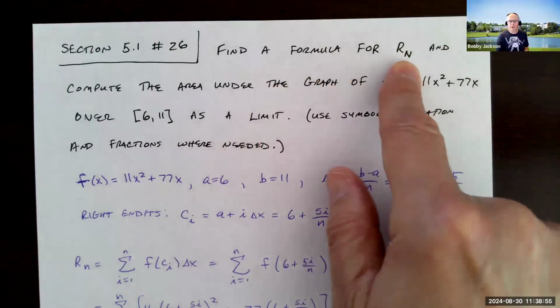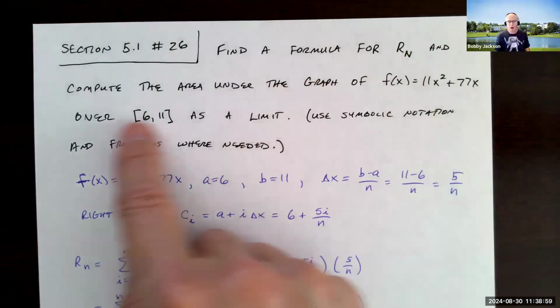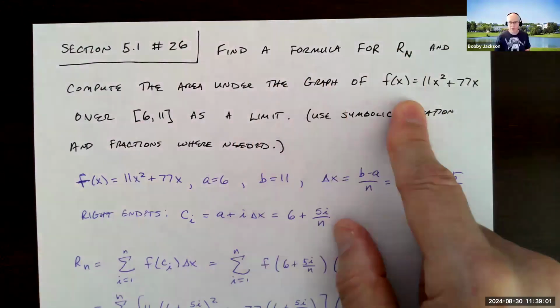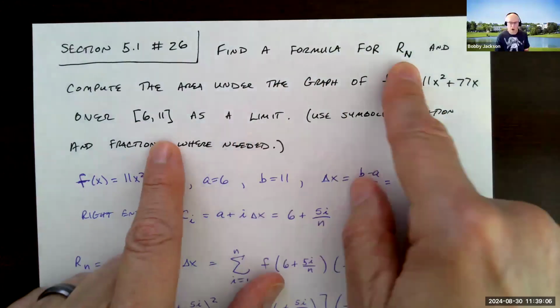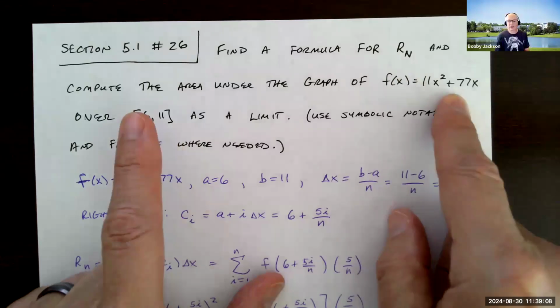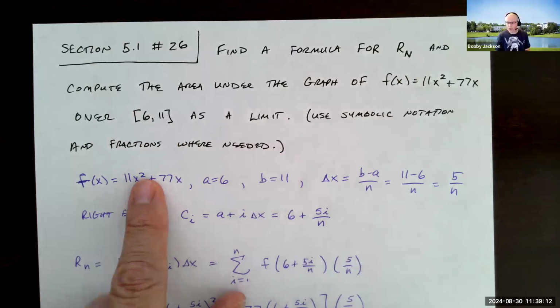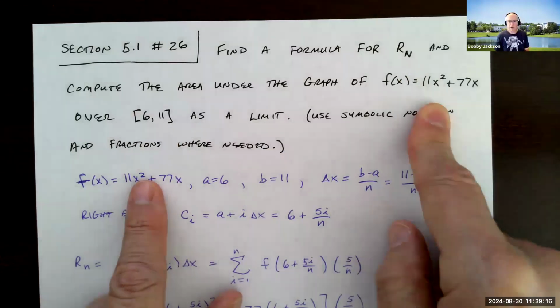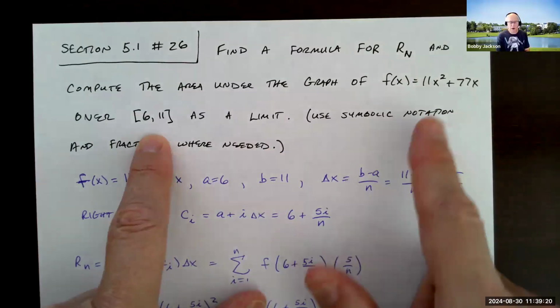So find a formula for that, and then we're going to compute the area under the graph of this function over this interval as a limit. We're going to find the right-hand sum approximation for this function over this interval, and then take the limit as n goes to infinity. That becomes the area under the curve. You could graph this function and see what it looks like over that interval. It is indeed positive, above the x-axis over this interval.